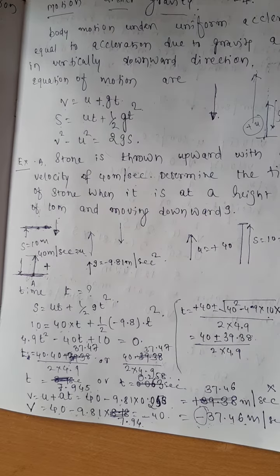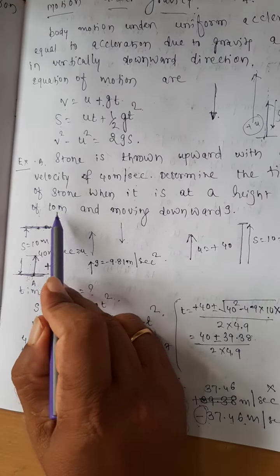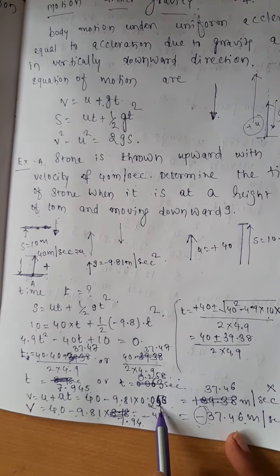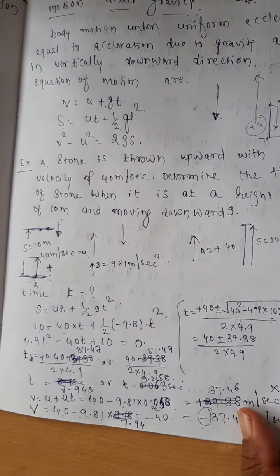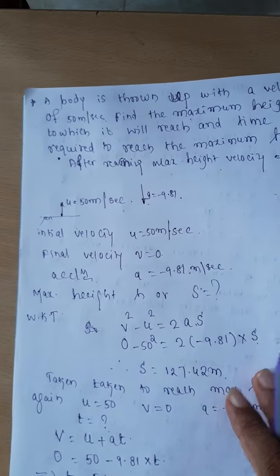If he is asking to determine the time when the body is moving in the upward direction and it has traveled a distance equal to 10 meter, that time the correct answer is this one, 0.258 second. I hope you got this particular problem. Next we shall go for the next problem.